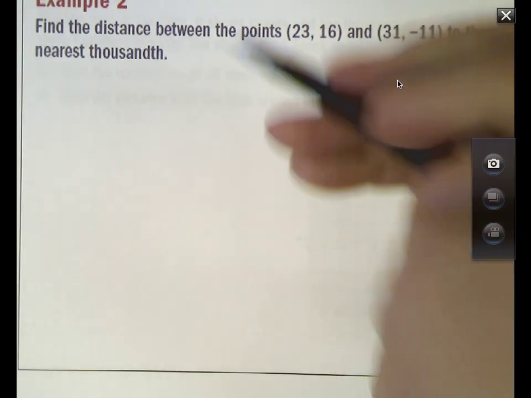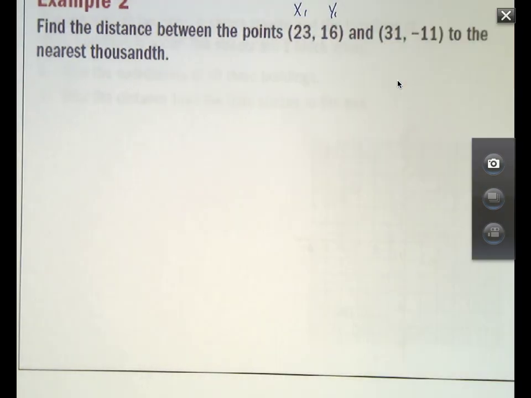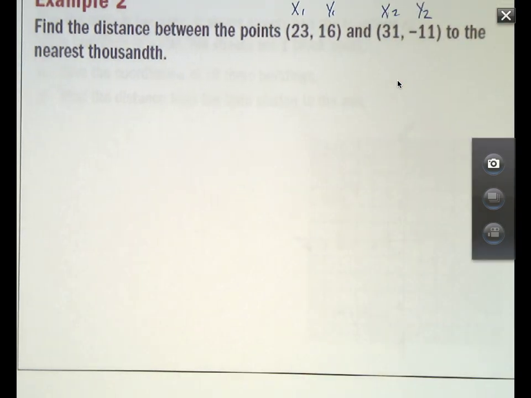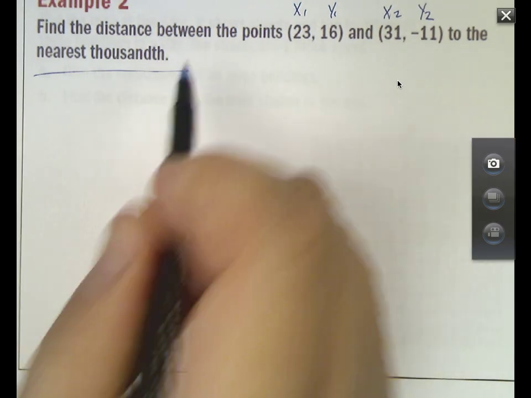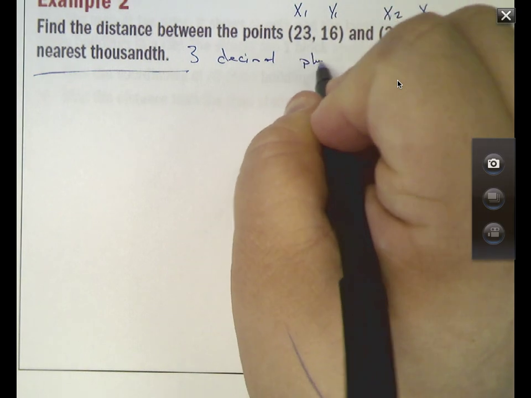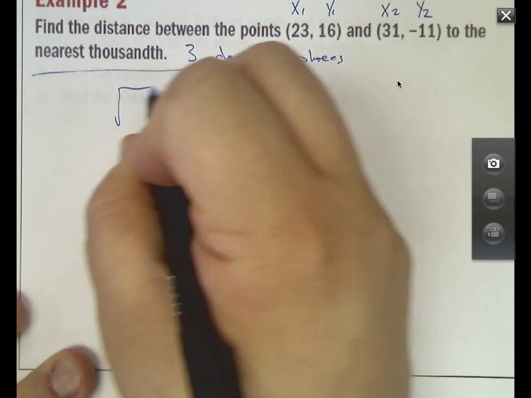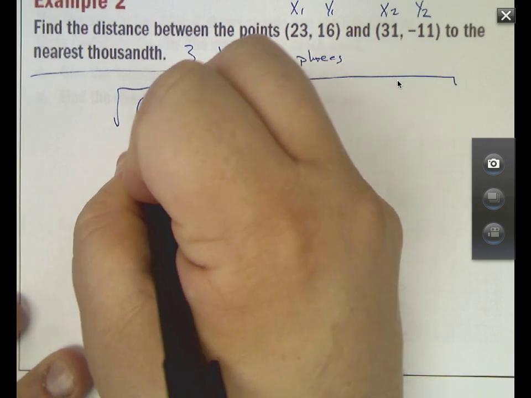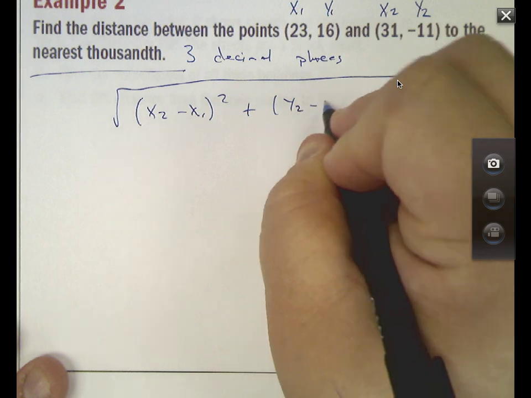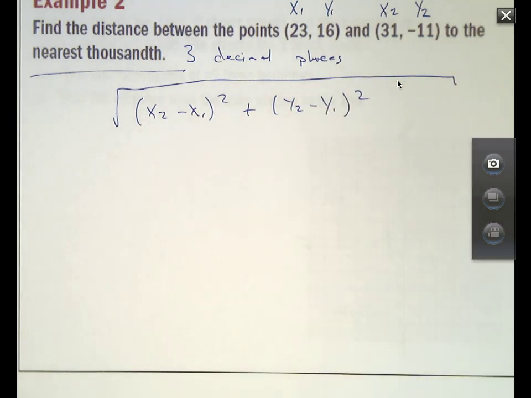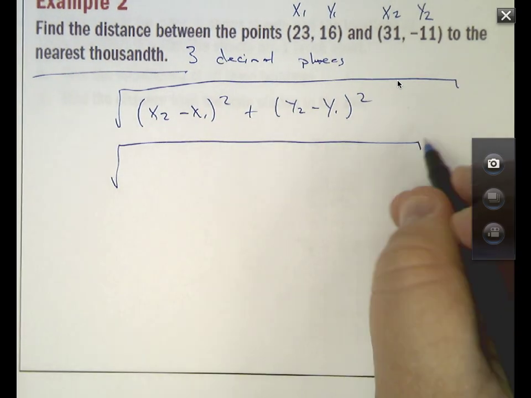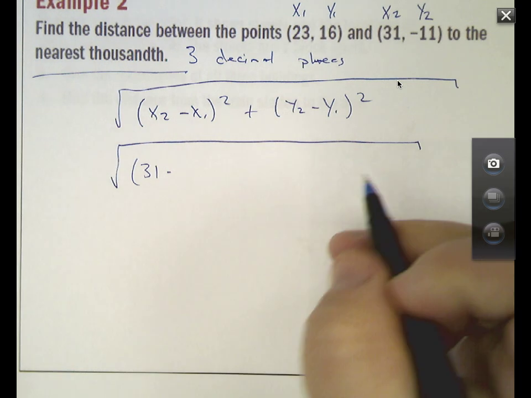Let's look at example 2. Find the distance between the points. I'm going to label this x1, y1 because that's the first point I came to. I'm going to label this x2, y2 because that's the second point that I came to. It says to the nearest thousandth, so we're going 3 decimal places. So if you remember our formula, (x2 minus x1) squared plus (y2 minus y1) squared is going to find our distance.